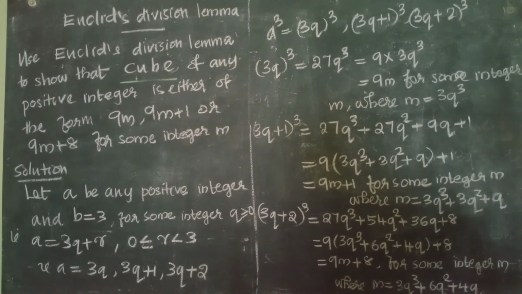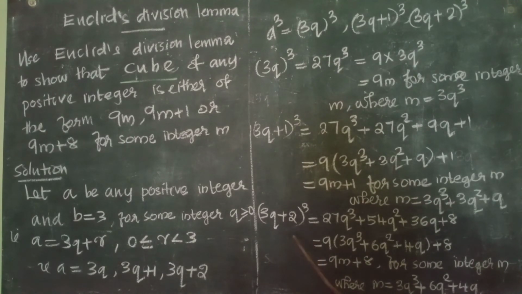So you leave that plus 1 and remaining part we can consider. From that we have to take 9 outside. So 9 into 3q cube plus 3q square plus q, plus 1. That is equal to 9m plus 1. We replaced this 3q cube plus 3q square plus q as m. So we can write a 9m plus 1 for some integer m, where m equal to 3q cube plus 3q square plus q. Next 3q plus 2 whole cube.